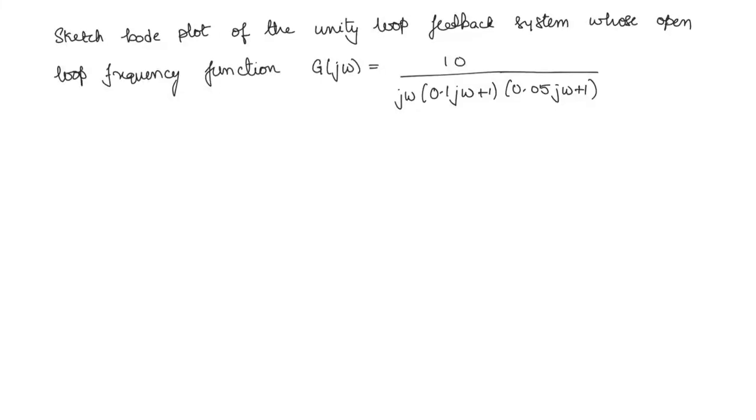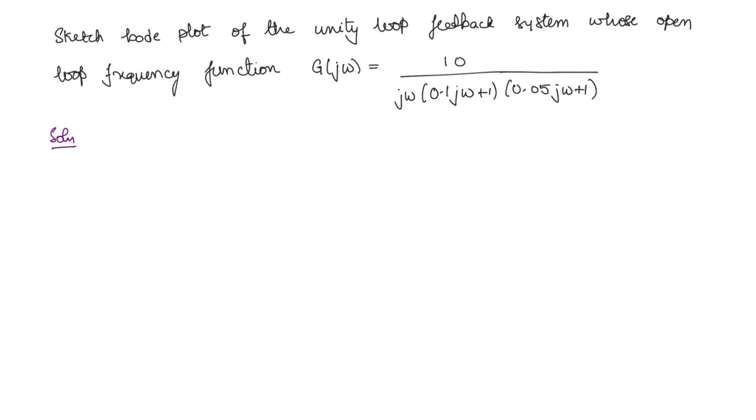So now we will do another question on the construction of Bode plot. Sketch the Bode plot of the unity loop feedback system whose open loop frequency function is given like this. So now we will see how to construct the Bode plot. Now you can see that this is already in the time constant form and it is already in the frequency function, right? We've already expressed it in terms of frequency function.